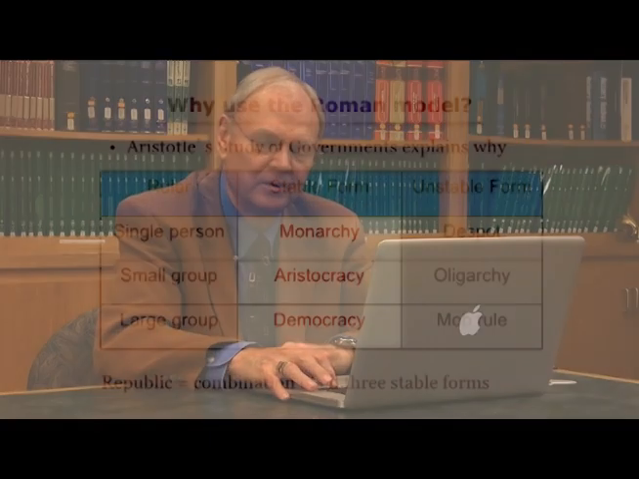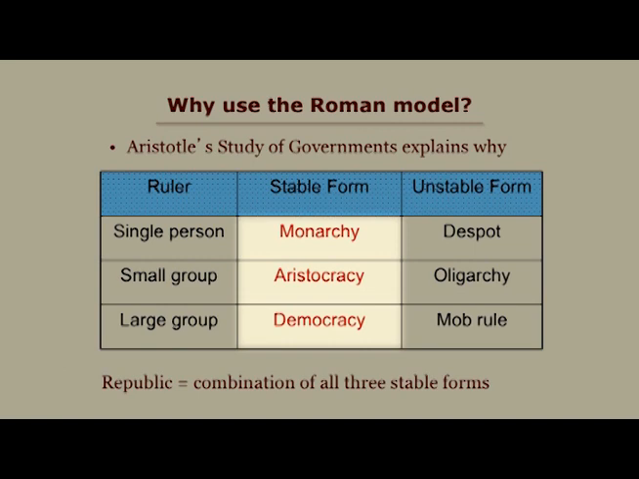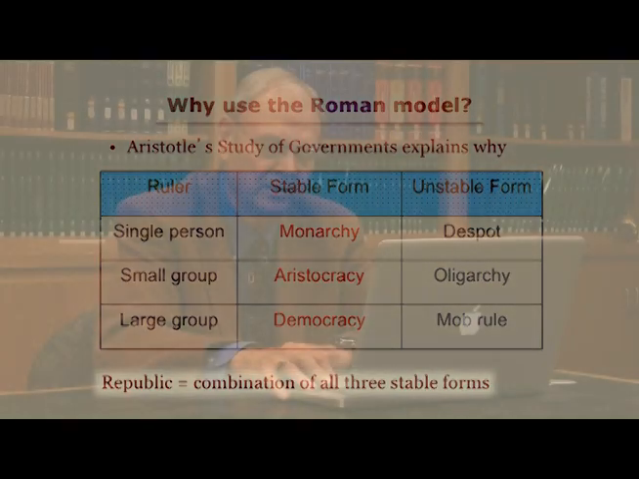What we see is a very interesting combination, and that is what the Romans did. They took the stable forms, combined them together, and called it a republic. So there are some elements of single person rule, the executive, some elements of small group rule, the Senate, some elements of large group rule, the House of Representatives, and other issues as well.